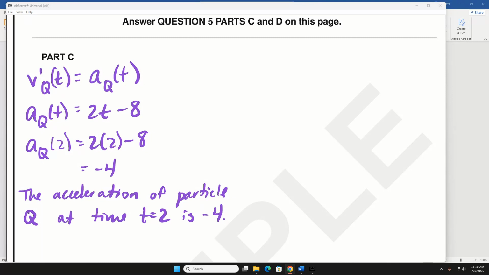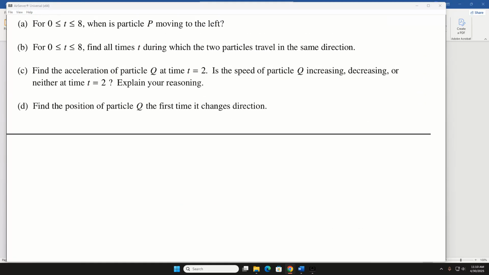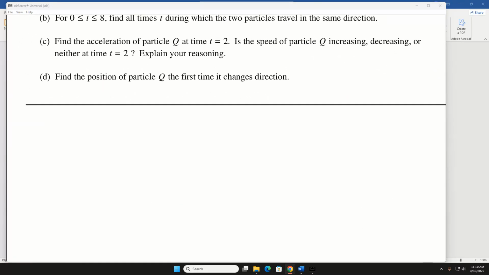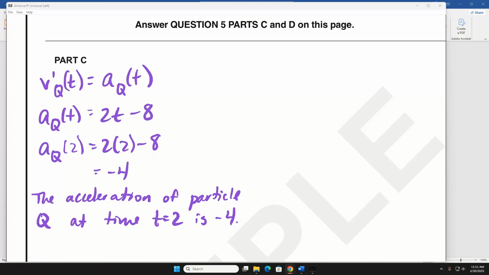Okay, don't forget, we're not done. The second part of the question is: is the speed of particle Q increasing, decreasing, or neither at time 2? So I know what the velocity is. Is that enough to tell me if the speed is increasing or decreasing, or speeding up or slowing down? It's not enough. I also need the acceleration. So, actually, sorry, I have the acceleration. That is not enough. I need to know the velocity and the acceleration.